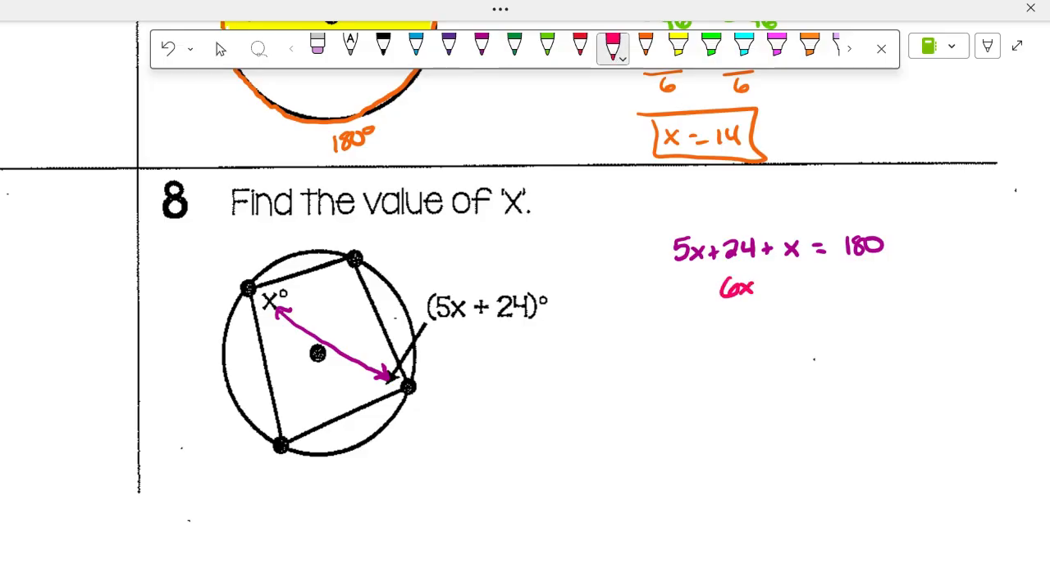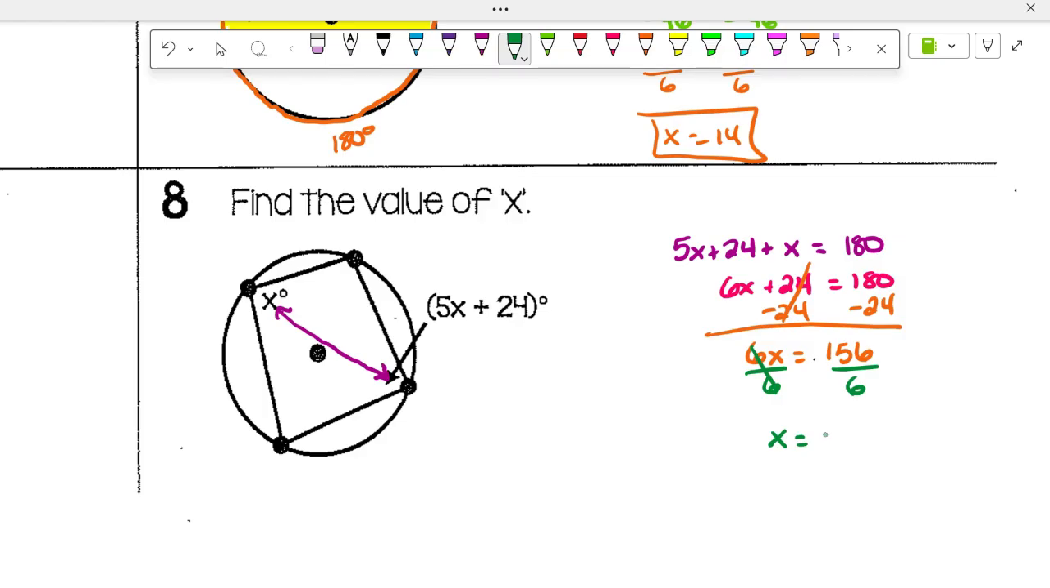So I'm going to combine like terms. So 5x and x becomes 6x. I'll subtract the 24. 6x is equal to what? 156. And I'm going to divide both sides by 6. So it's 26.